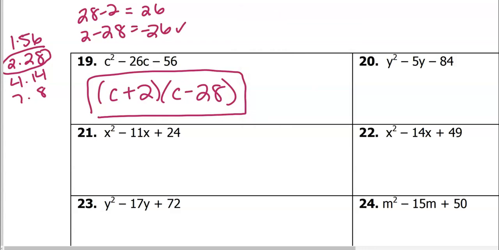All right, my next one. This time, my signs are a little bit different. We haven't seen this before. X squared minus 11x plus 24. So let's think about what multiplies to give me 24. There's 1 and 24. There is 2 and 12. 3 and 8. 4 and 6. Could any of those give me 11 somehow? The 3 and the 8. But how do I add those together to get negative 11?